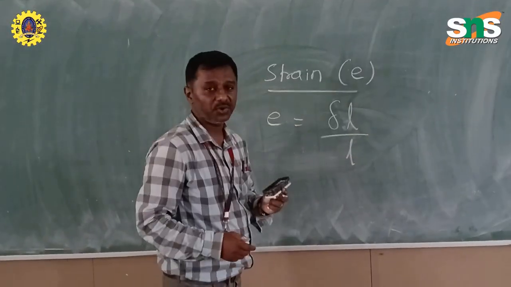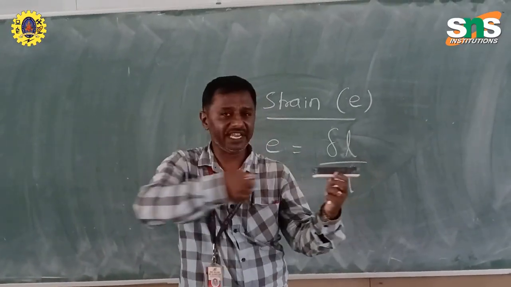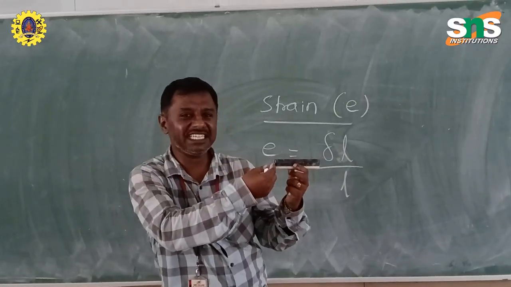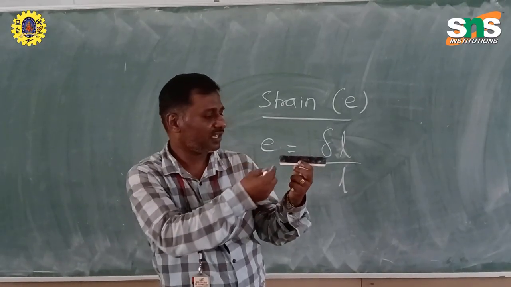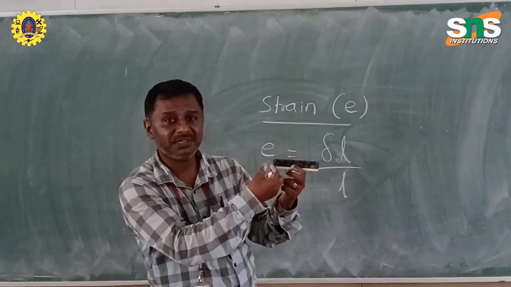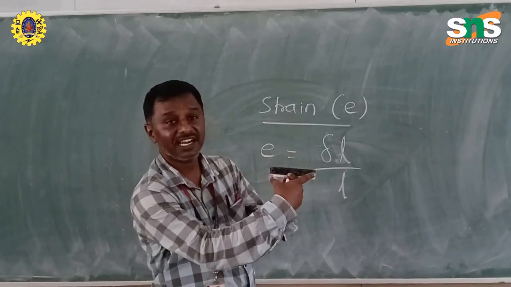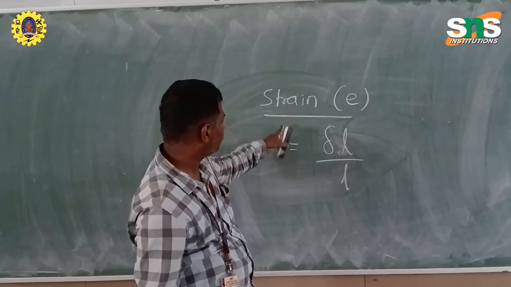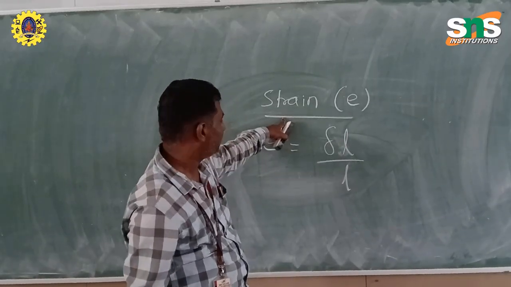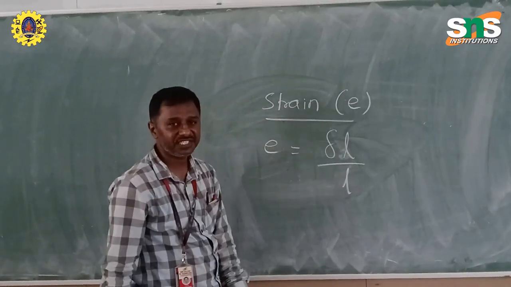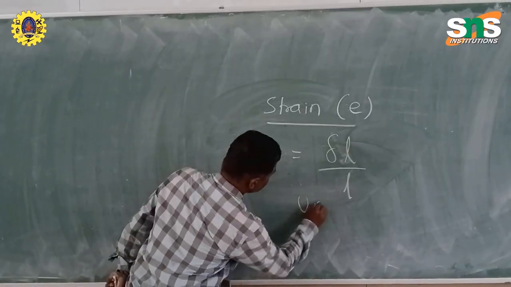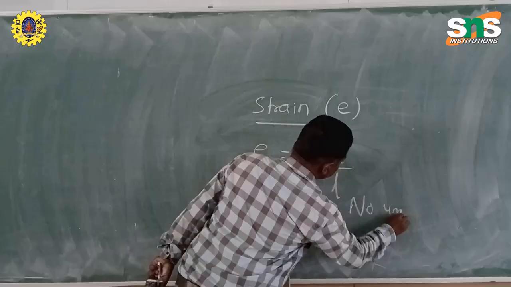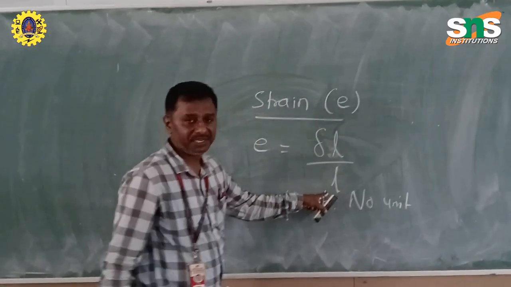When we apply load, it can have a deformation. It can stretch, so there is some amount of increment in the length. So we use how much increment in length to the original length. That kind of mathematical expression we use for measuring the strain. Then what about the unit here? The unit is no unit, since it is a ratio of the same parameter.